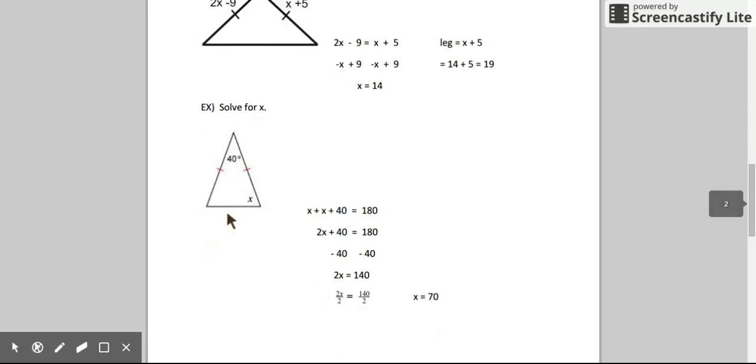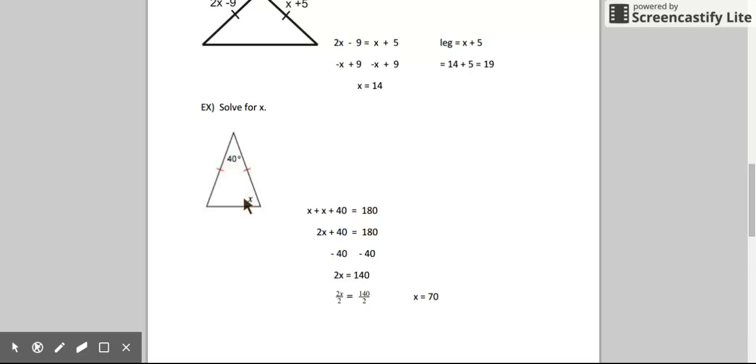This next example, we're going to use the properties of the angles. Since we're given the vertex angle of 40 degrees, that means that the other two angles are the base angles. They're across from the legs. They're going to be equal. So whatever measurement this angle is, the exact same measurement. So if this angle measures x, this must also be x.